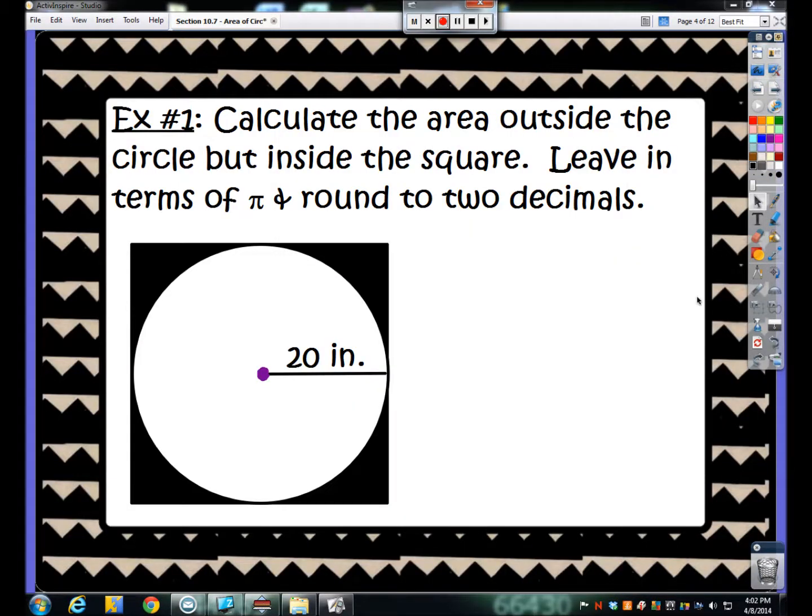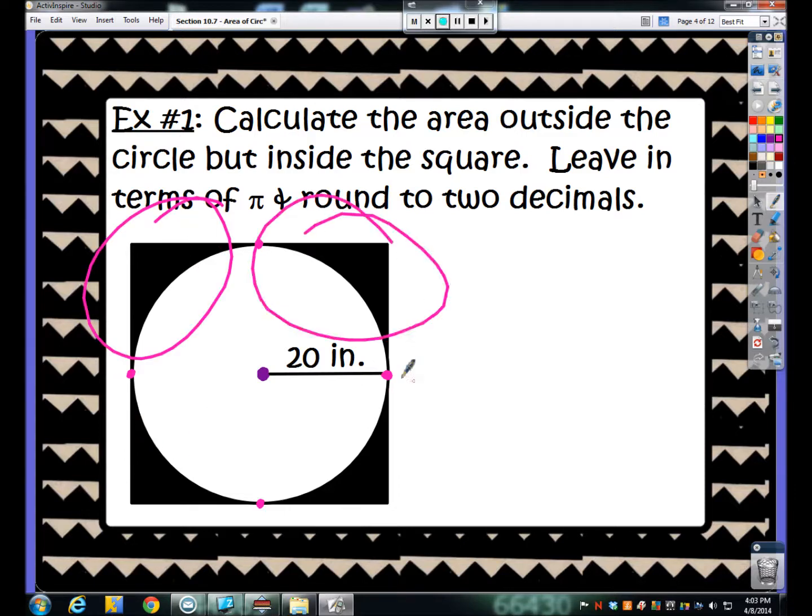So this first example, we're going to look at calculating the area outside the circle, but inside the square. Leave our answer in terms of pi and round to 2 decimal places. One thing we're going to assume here is that the circle touches the square, that it's tangent to it, a new vocabulary term next chapter, which means that it touches it at exactly 1 point. Imagine we have a square piece of paper and we're going to cut a circle out of it. And we're going to have these 4 corner pieces left over that are scrap. That's what we want to find the area of, the scrap that's left over.